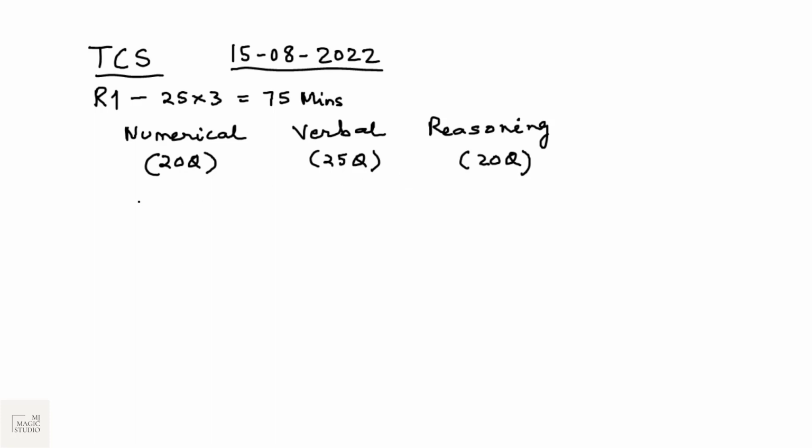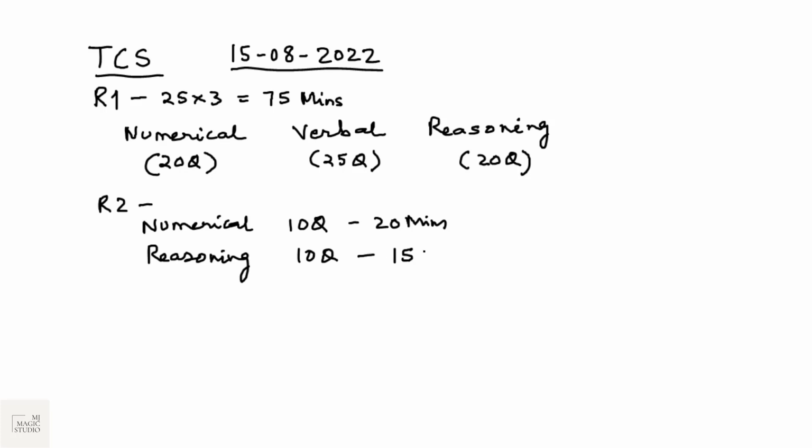After these 75 minutes is round 2. Round 2, first section is numerical again. 10 questions for which 20 minutes will be given. And then is advanced reasoning. Again, 10 questions for which 15 minutes would be given. So this is the first 35 minutes. Timer will be on for 35 minutes, in which you will get 10 questions from numerical. After that, you will get 10 questions from reasoning. So 20 questions, 35 minutes, and again, revisiting a question is not permitted.